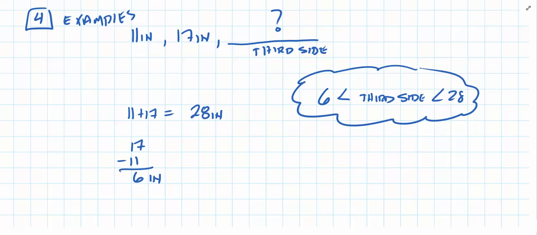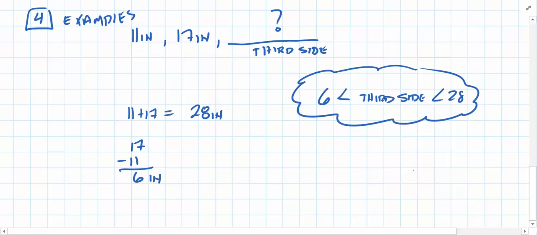So could the third side be 11? Sure, it could. Could the third side be 14? Could the third side be 5? No, it'd be too short. It wouldn't work. Could the third side be 30? No, it'd be too long. It wouldn't work out for us, okay? Give me an example of one that would work. What would work in our inequality? Okay, 7. Okay, 7 inches.